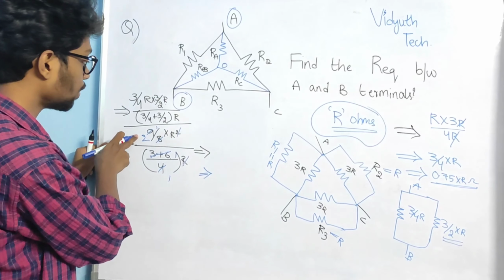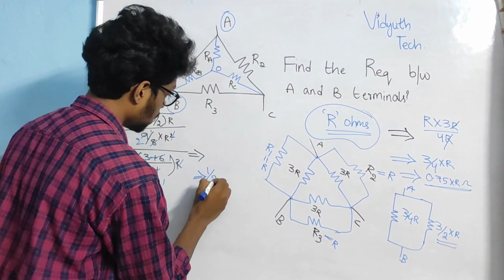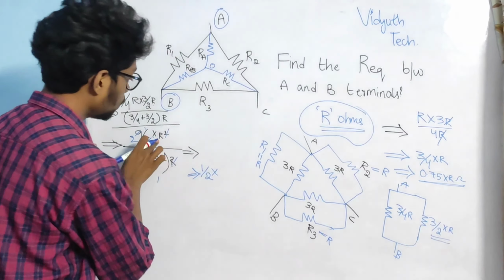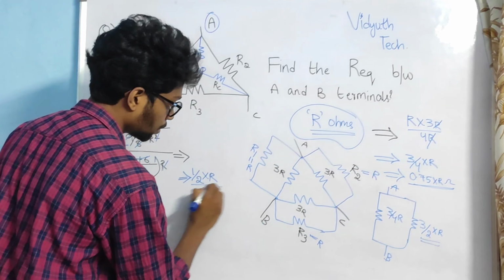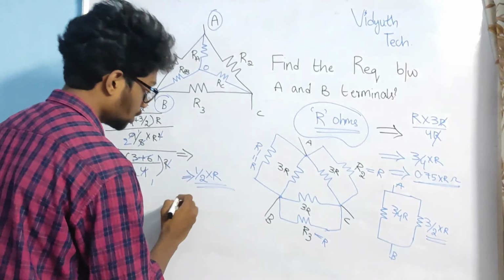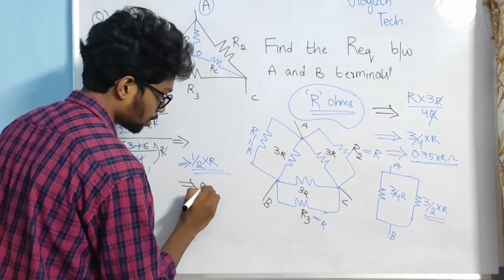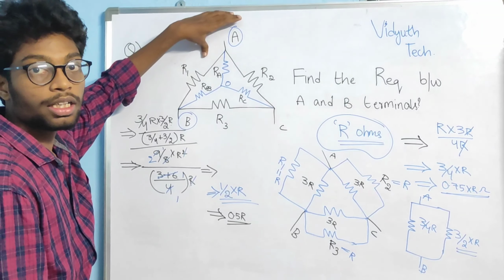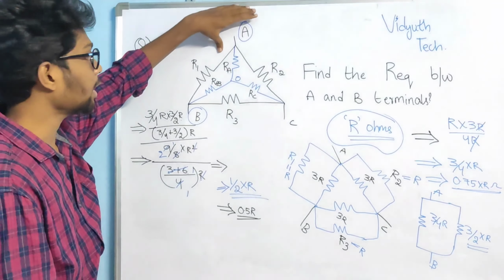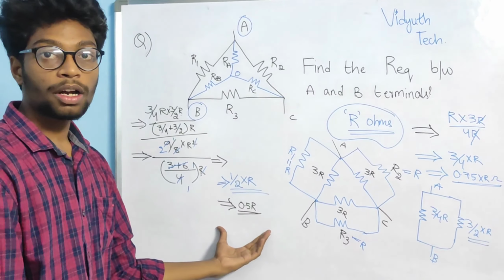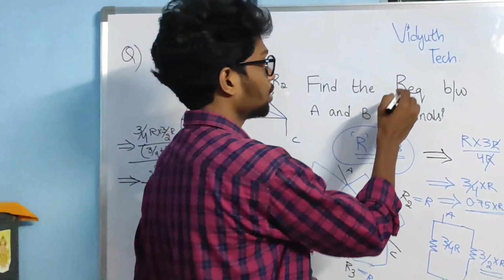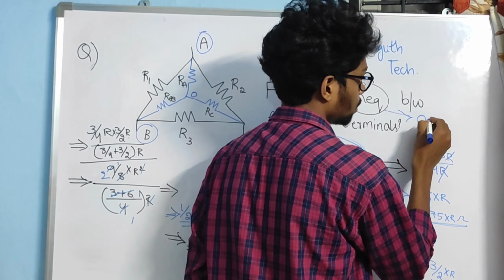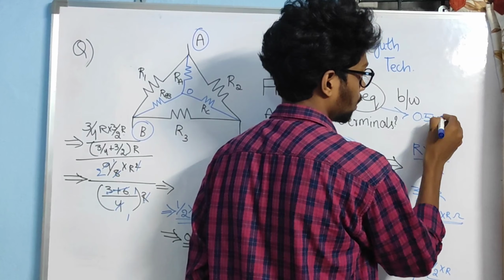Here we have got 1 by 2, and in the denominator we have got 1. In the numerator R is left, 1 by 2 times of R, that is equivalent to, in decimal form, 0.5 R. We have got the equivalent resistance or effective resistance between A and B terminal as 0.5 times R. So, R equivalent is equal to 0.5 times R.